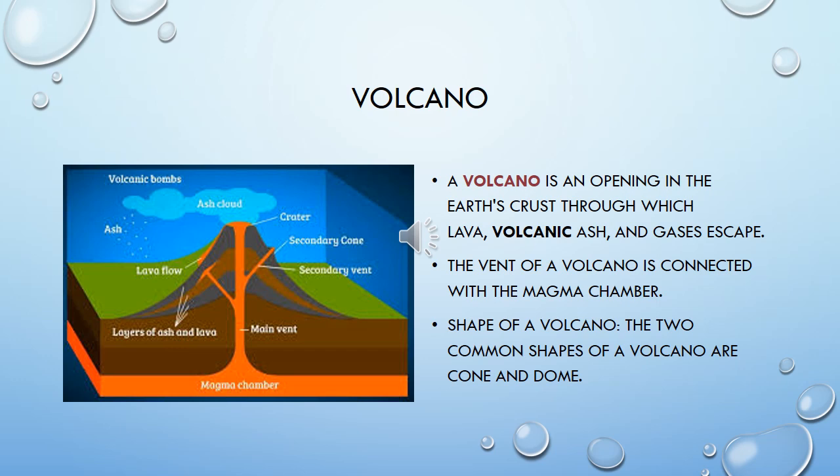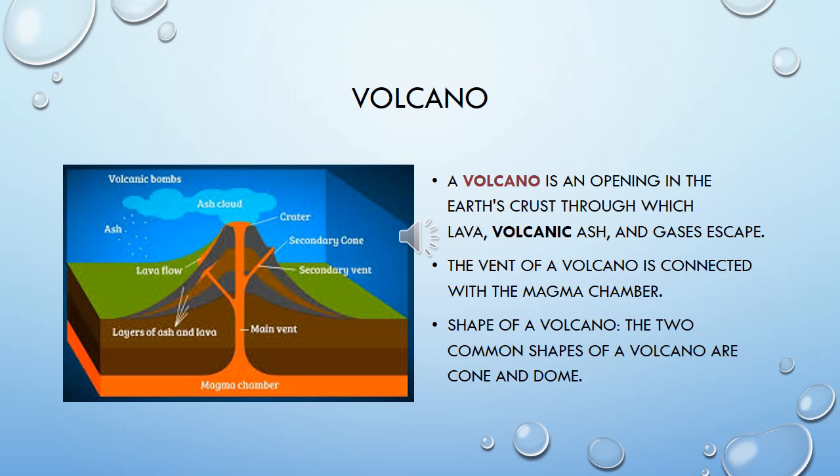Shape of a volcano. The two common shapes of a volcano are cone and dome. Means you will find some volcanoes in the form of cone and other volcanoes in the form of a dome. How such forms are different, it depends upon the material which is ejected from the volcano.